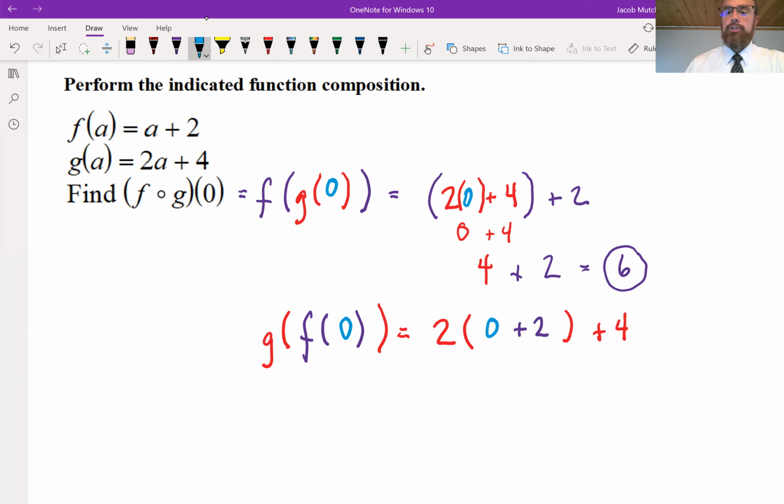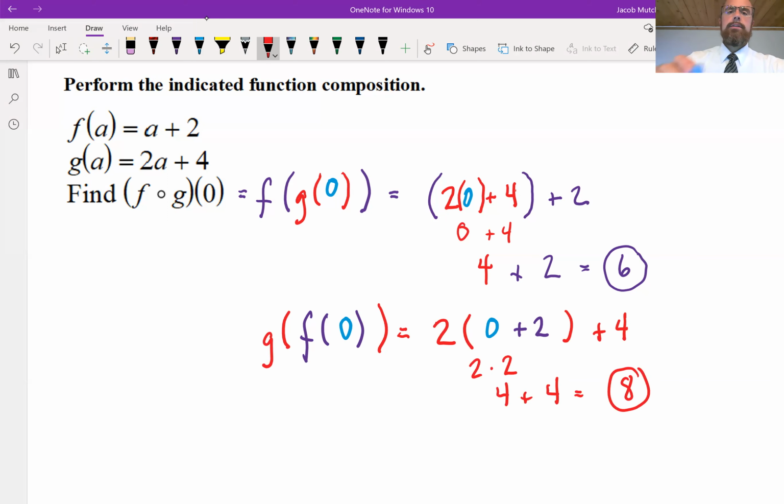Again, let's check and see if this comes out to 6. Is function composition commutative? Can I switch the order around and get the same result? Well, on the interior of the parentheses, I've got 0 plus 2, so that ends up being 2. So 2 times 2 is what's left. That's 4. And add 4 to that gives me a sum of 8.